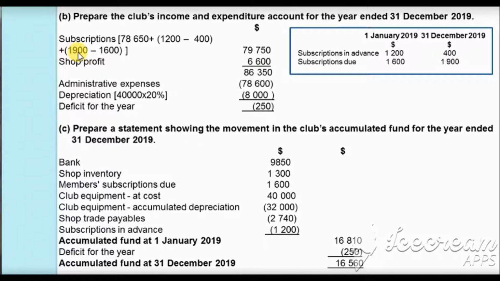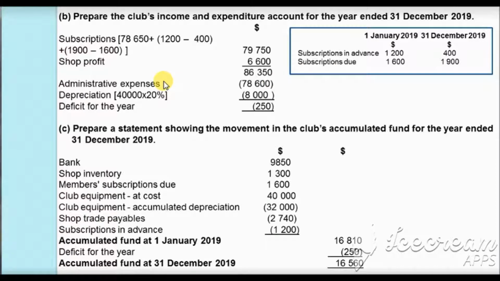So add $1,900. So when you add and subtract, you will get the subscription for the year ended 31st December 2019 as $79,750. Then to this we will add the shop profit which we got in the A bit of the question as $6,600. So this will be the total earning of the club, which is $86,350. And from this we will subtract the expenses.